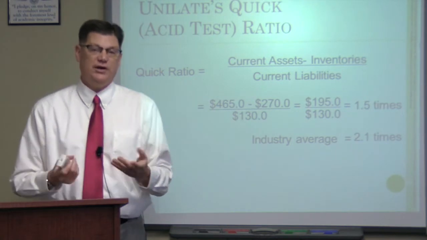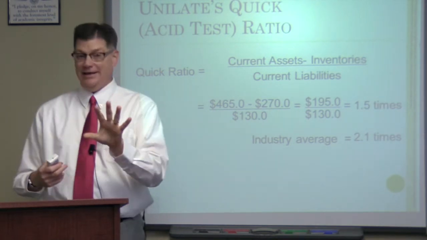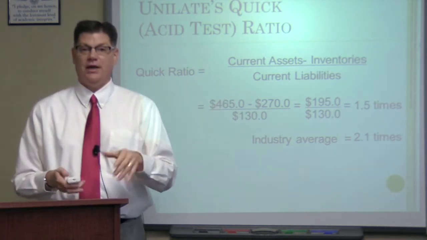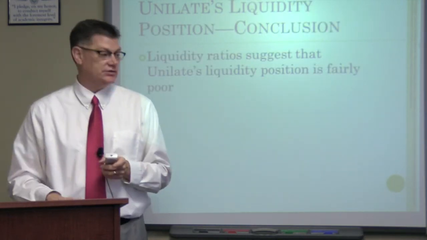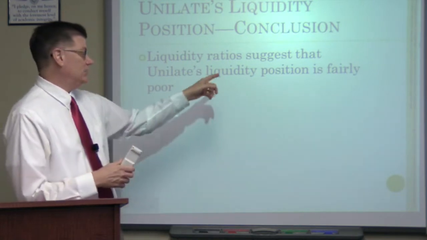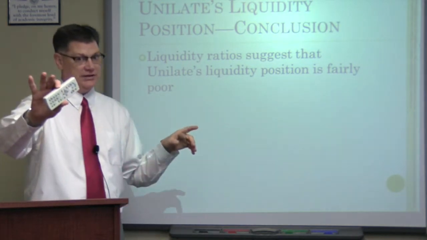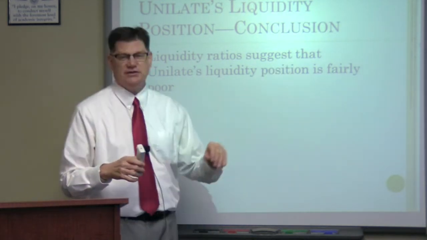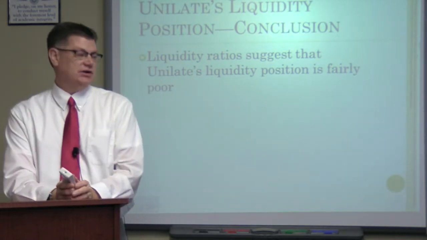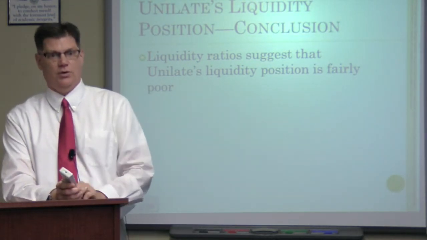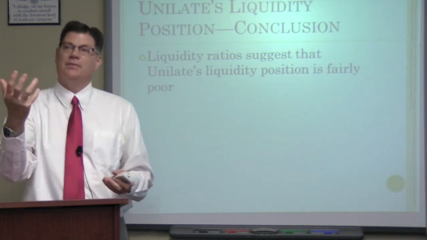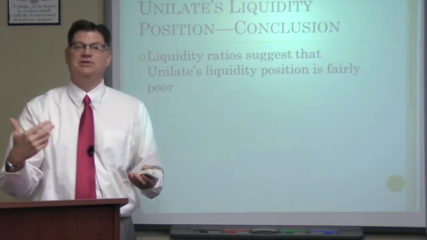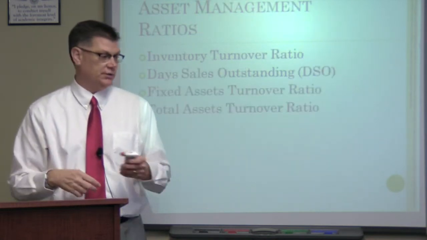The problem that I see with this organization is that it's still below the industry average. So from a liquidity standpoint, you're okay, Unilate. You're okay from that, but you're not as good as the industry. And it looks like it's fairly poor compared to the industry. Now, when they say fairly poor, that's extremely subjective, because there are other organizations that would love to have a 1.5 in their quick asset. Love to have that. So it's very subjective and very dependent on what organization you're dealing with.